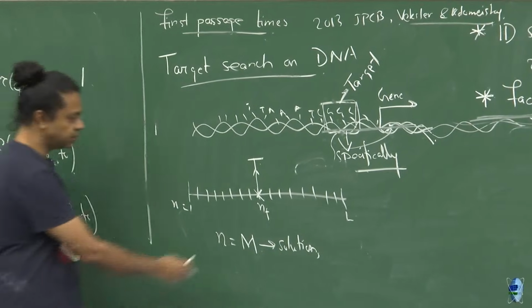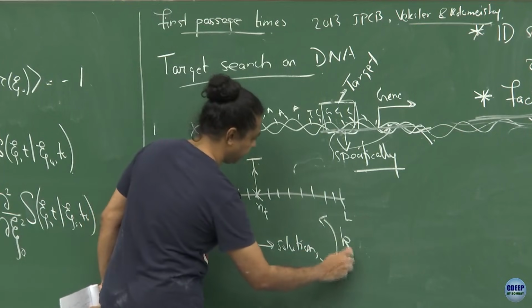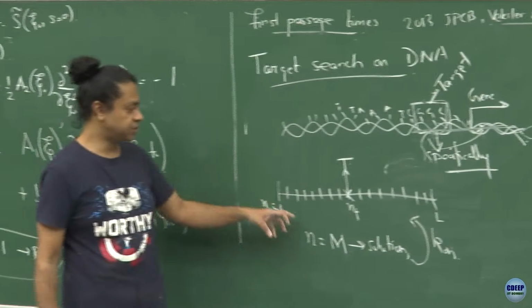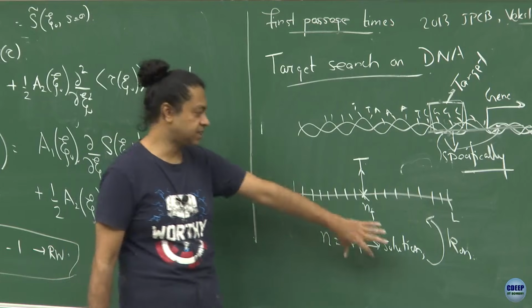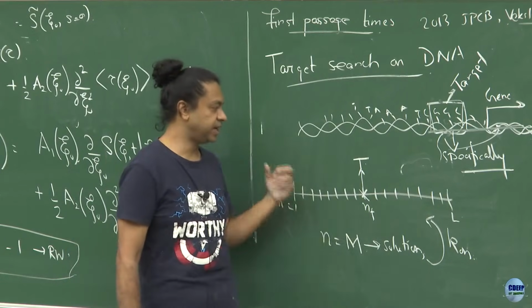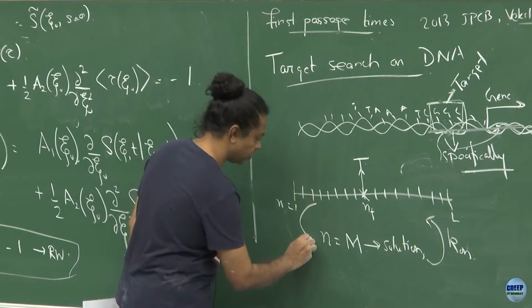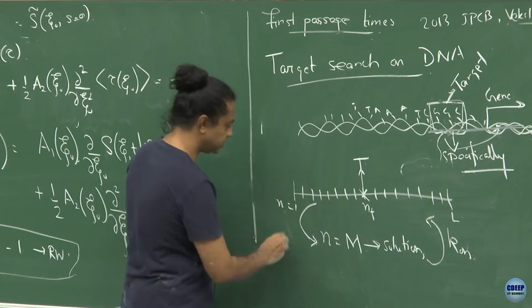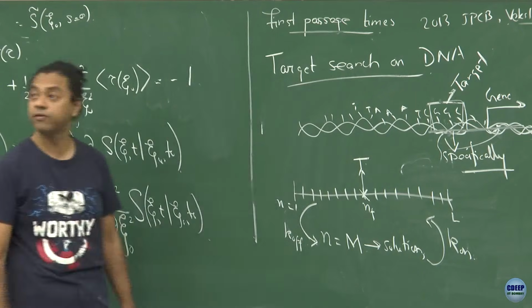When it is in solution, it can go and bind to DNA with some rate k_on. For simplicity, let me assume that it can bind anywhere on this DNA. So once it unbinds, it can rebind anywhere on this DNA. Once it is bound, it can, of course, do one-dimensional diffusion, but it can also dissociate from DNA and go again into the bulk with some rate k_off.